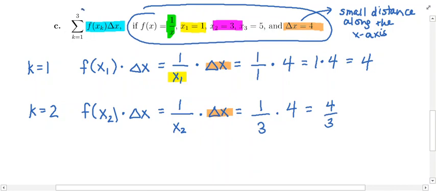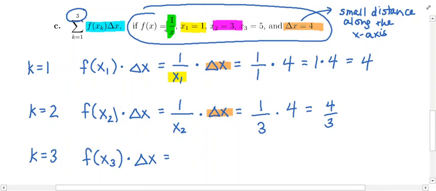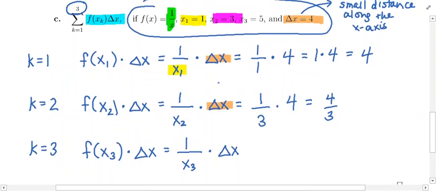We have to go one more time until we achieve the upper limit for k. So now we're going to pop in k equals 3. Go to the blue expression. Everywhere you see k, replace it with 3. We're going to get f of x3, because k is the subscript on x. We're multiplying by delta x. f of x3 means plug x3 in for x into the function f. So everywhere you see x in the green function, replace it with x3. So we're going to get 1 over x3 times delta x. Now we just plug in the information.